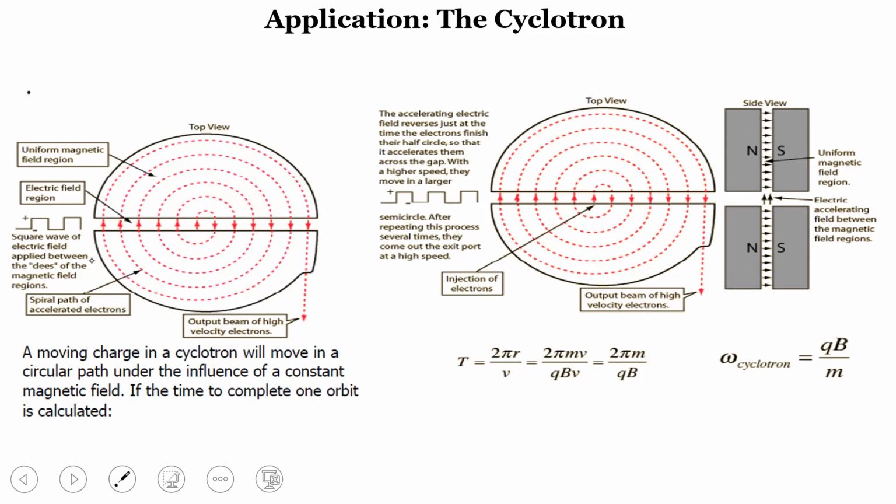So this is the side view of the disk, which shows that on the side we have north pole, south pole for the uniform magnetic field, and in between we have the electric field to further accelerate the charged particle.